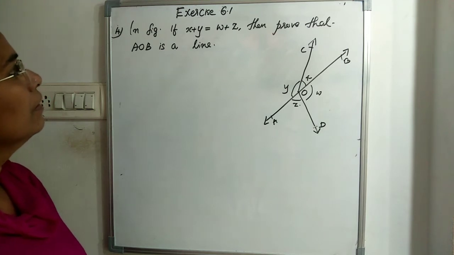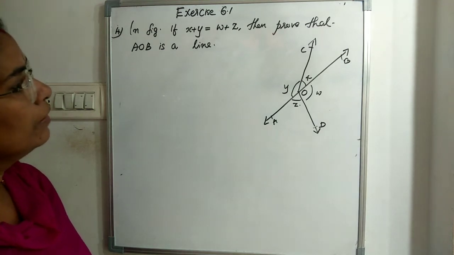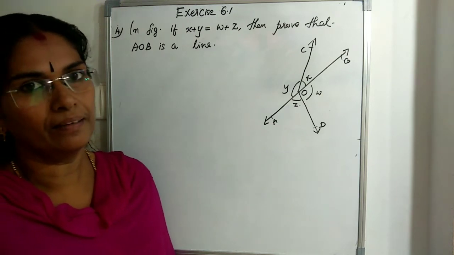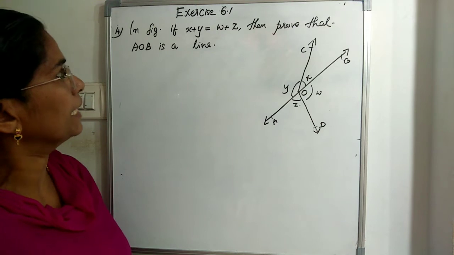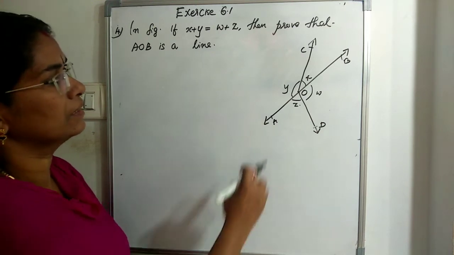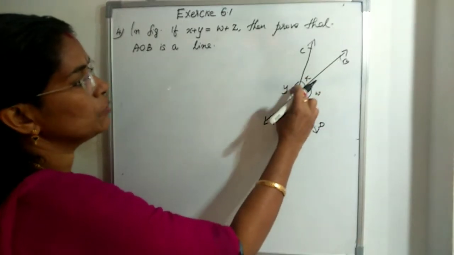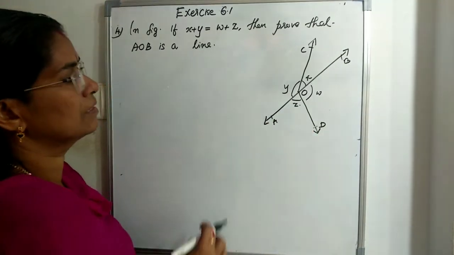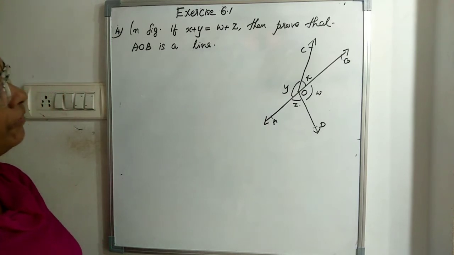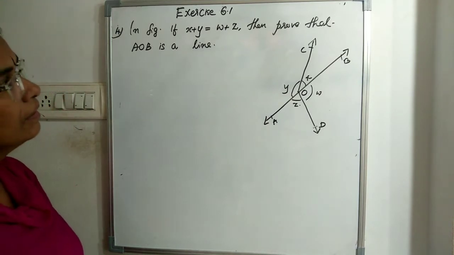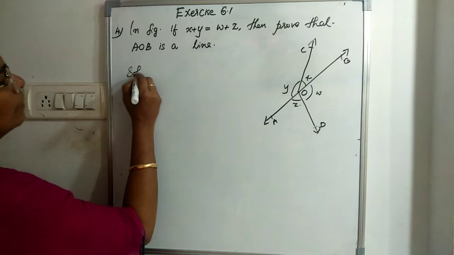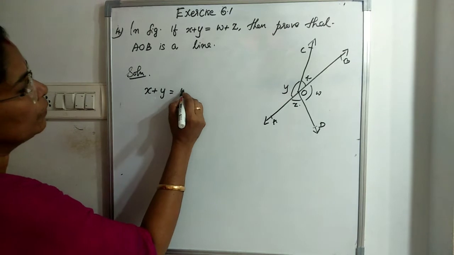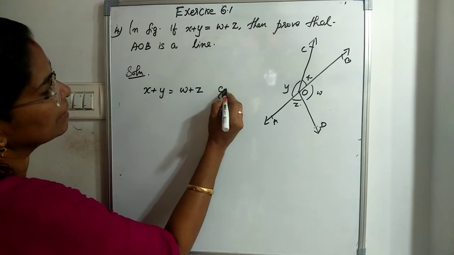Okay students, our second question, that is question number 4 in your exercise 6.1. In the figure, if x plus y is equal to w plus z, then prove that AOB is a line. It is given x plus y equals w plus z. Adding x and y, these two angles, is the same as adding w plus z. How can we prove AOB is a line? For this, we write x plus y equals w plus z, that is given.